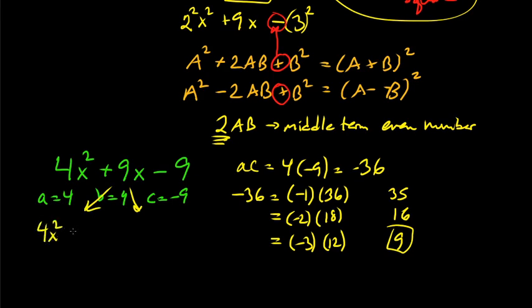4x squared minus 3x plus 12x minus 9. Of course, you can change the order. If you want to do the positive 12 first, that's fine. I'll do it this way.